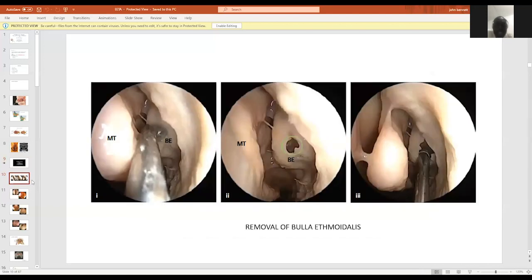So this is, again, to show you the relationship between the middle turbinate and the bulla ethmoidalis. It's just lateral to the middle turbinate. That's just what I want to show you here. On the next two right pictures, you see how we can use a forceps to just crush down the bulla ethmoidalis. It will give you more space to move the middle turbinate laterally. Next slide.